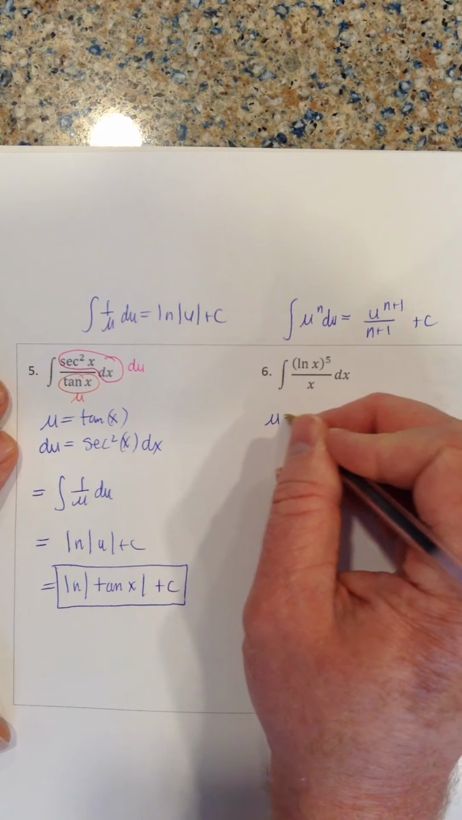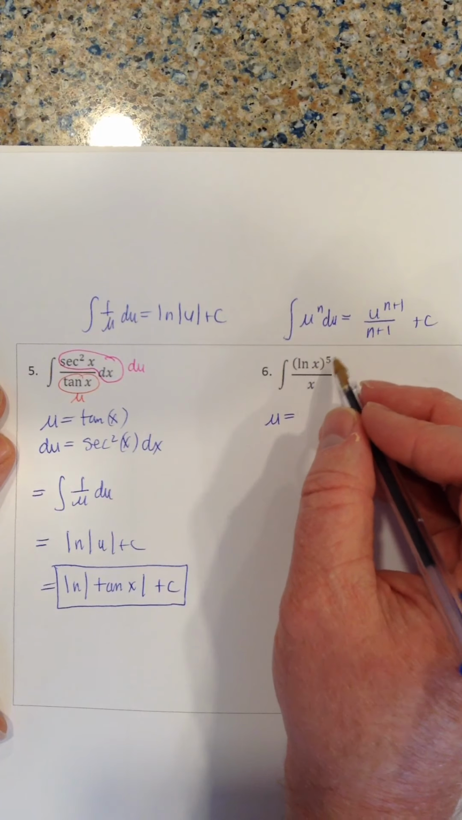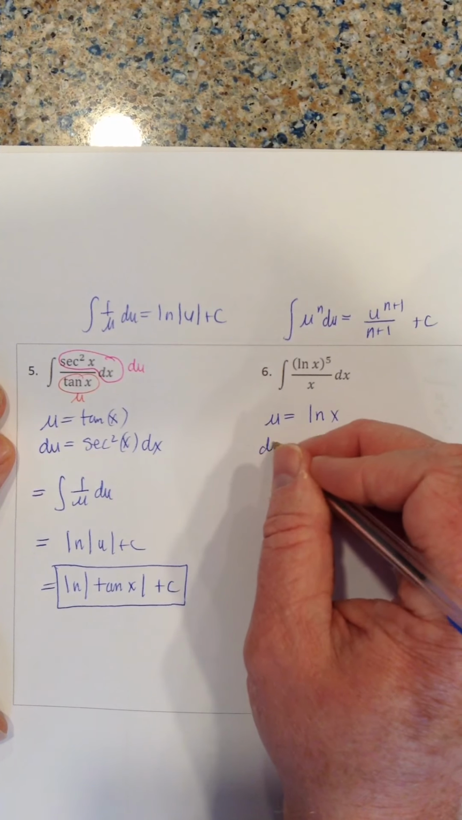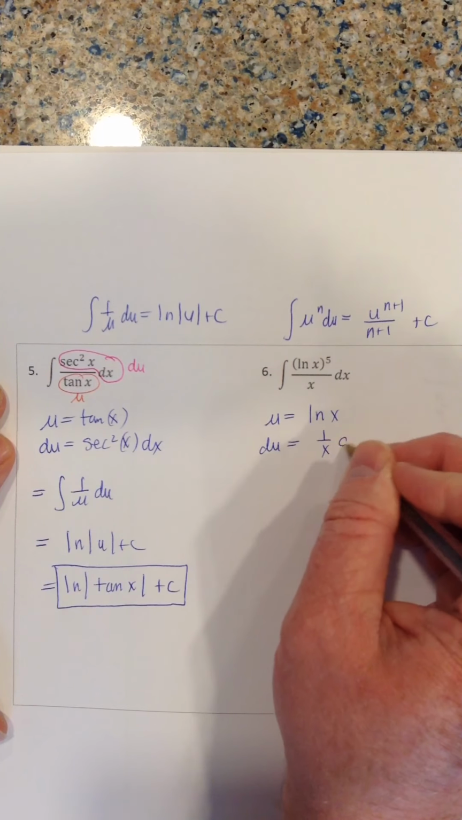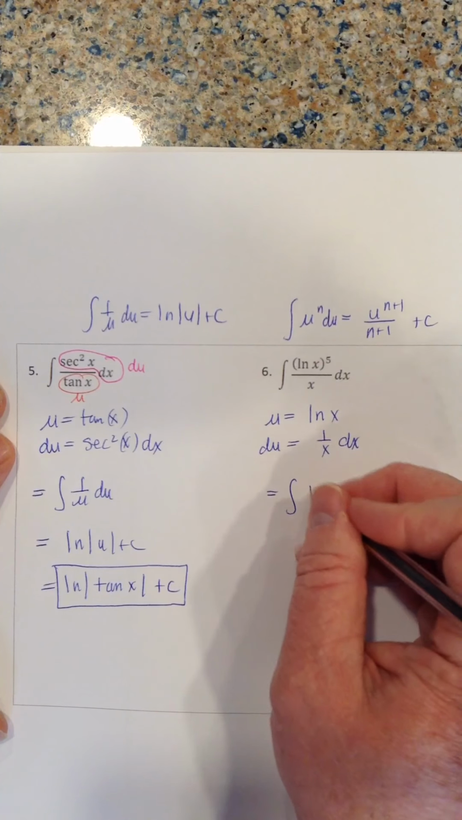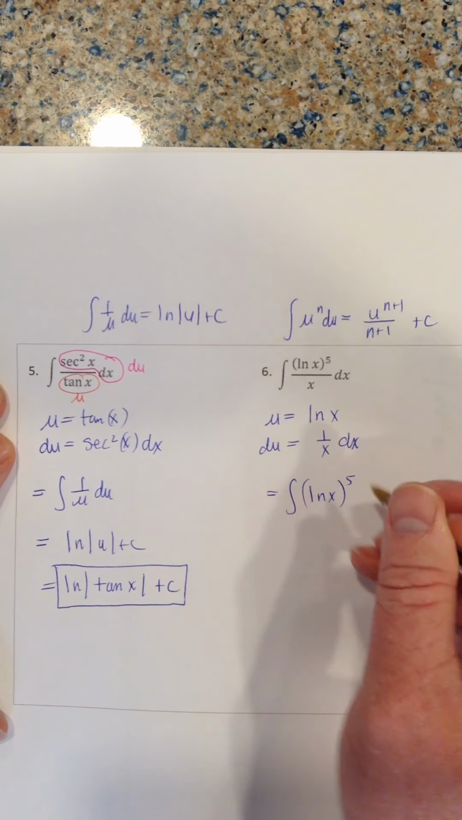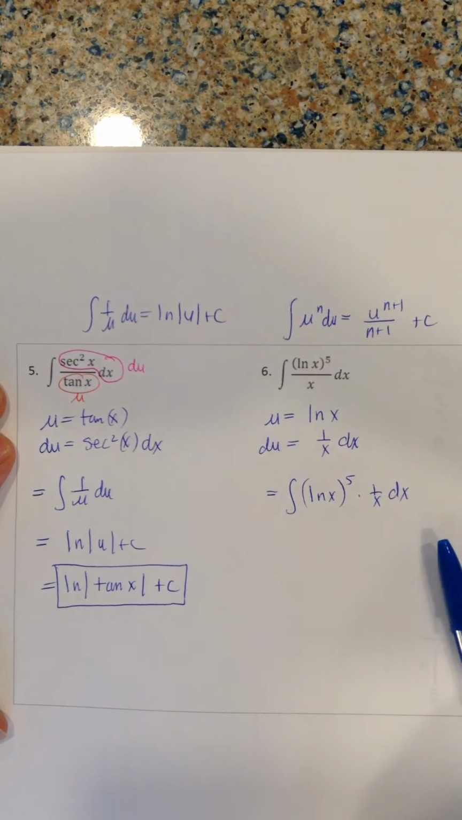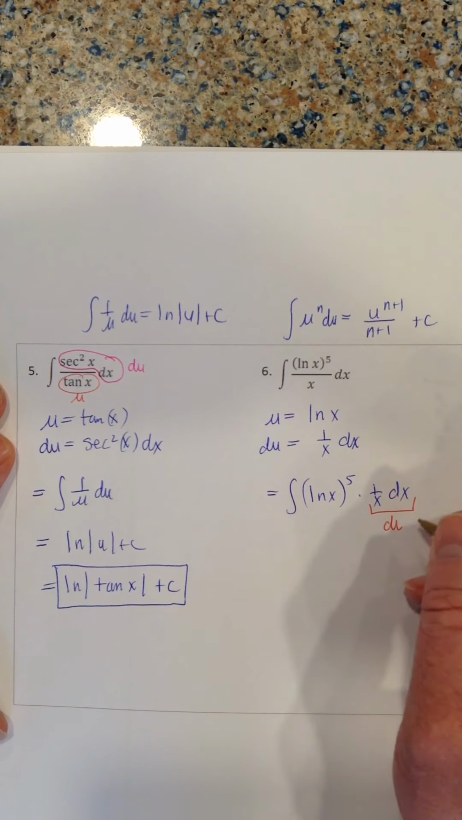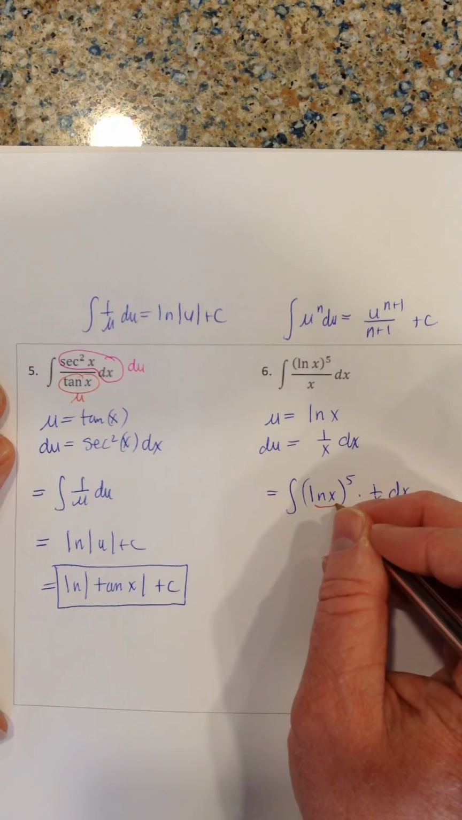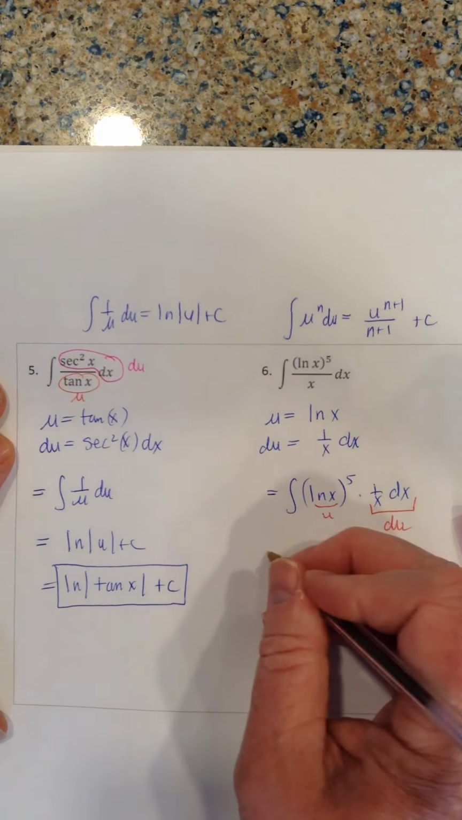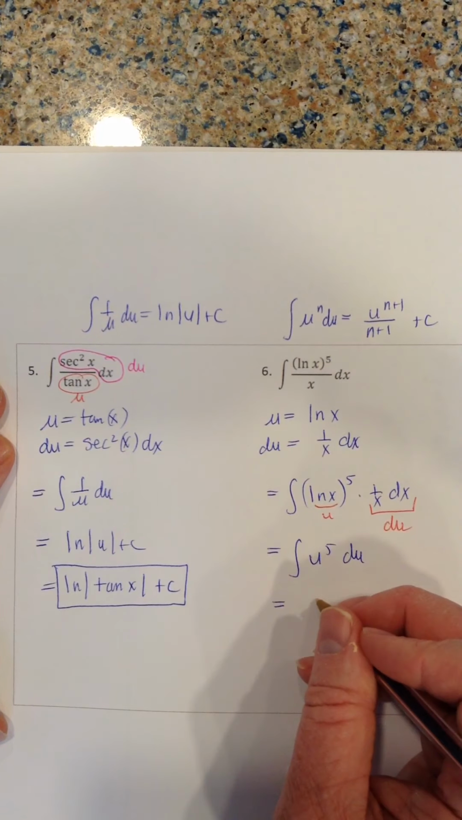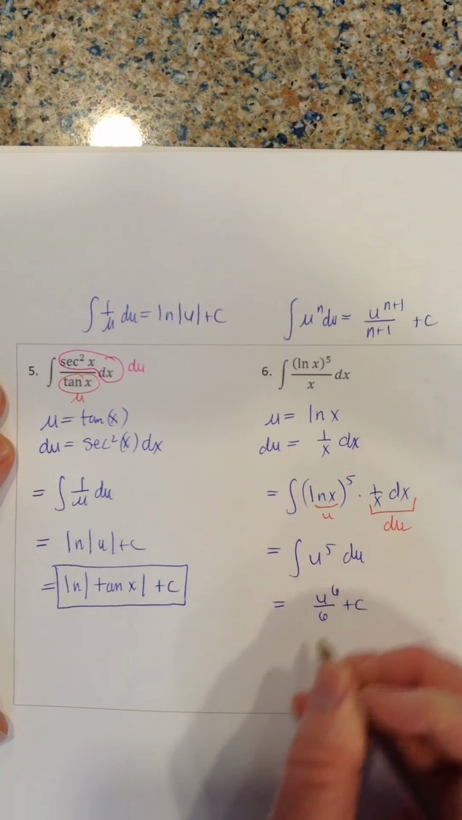So let's see. Usually you take what's to a power. So if u is the natural log of x, then du will be 1 over x dx. Well, if I write this a little differently, you can see that's what we definitely have. So that's my du, and what's inside here is my u. So I get the integral of u to the 5th du, so it's u to the 6th over 6 plus c.